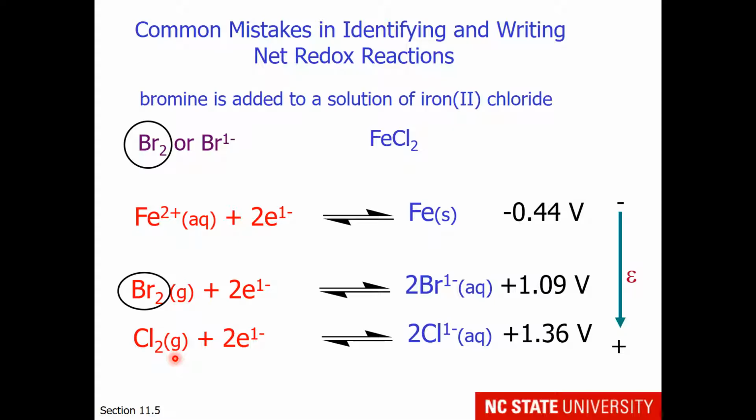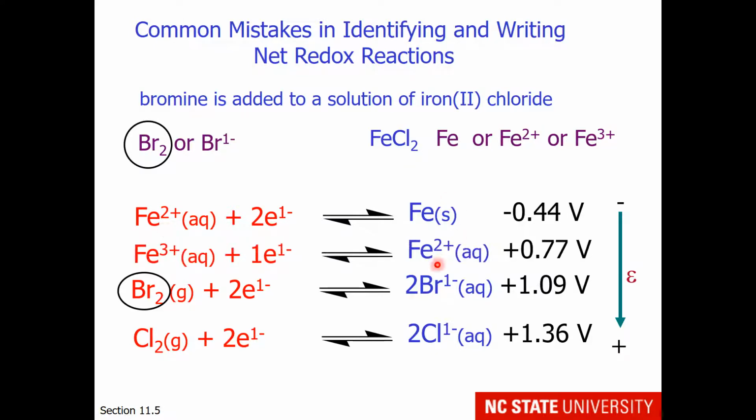Iron 2 chloride, that would be this compound right here. So, do you want Fe, Fe2+, or Fe3+? I hope you say, I need Fe2+. There's another thing I need to caution you about regarding iron. I have one redox reaction here with Fe2+. There is another one where Fe2+ is the reducing agent, and the oxidized form for that half reaction is Fe3+.